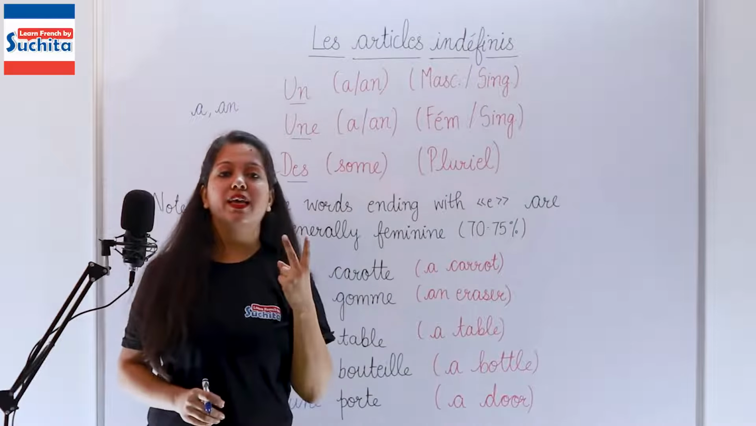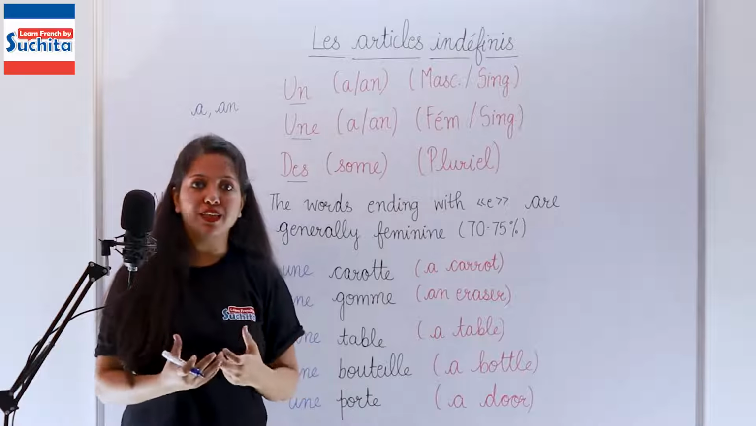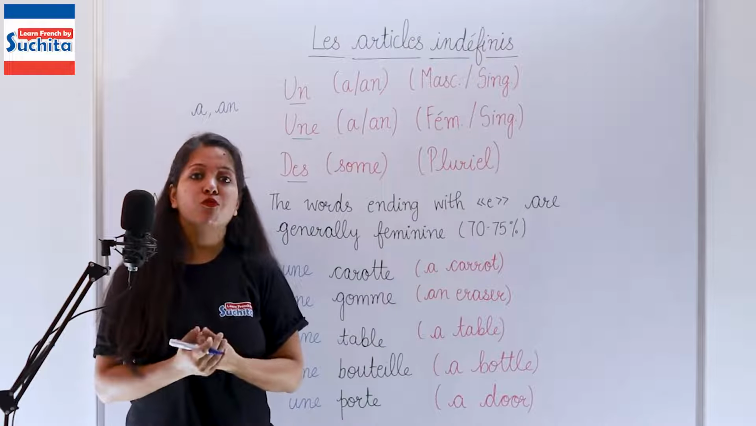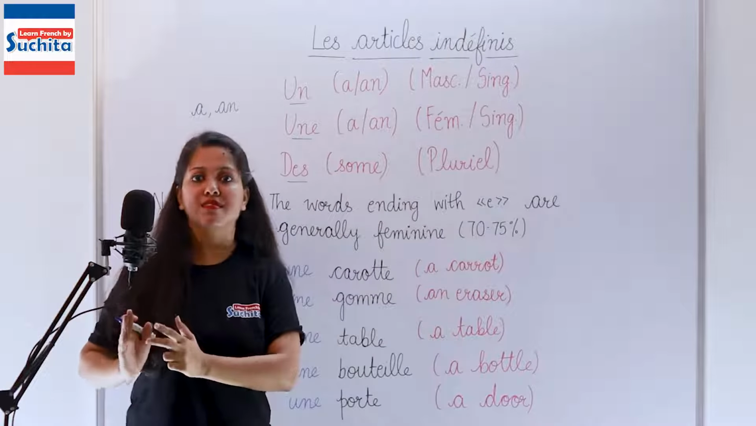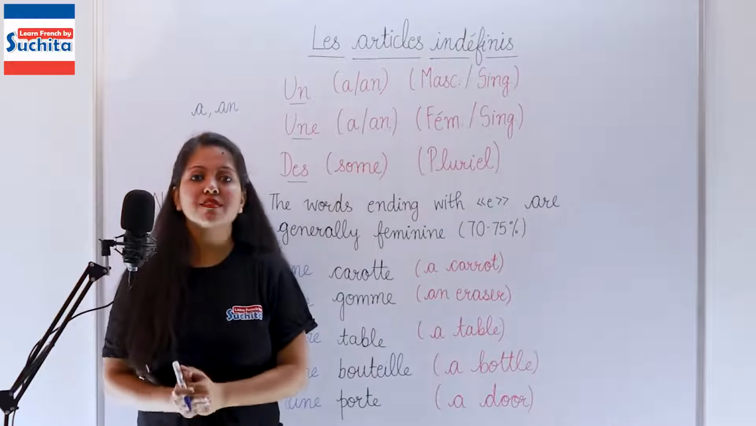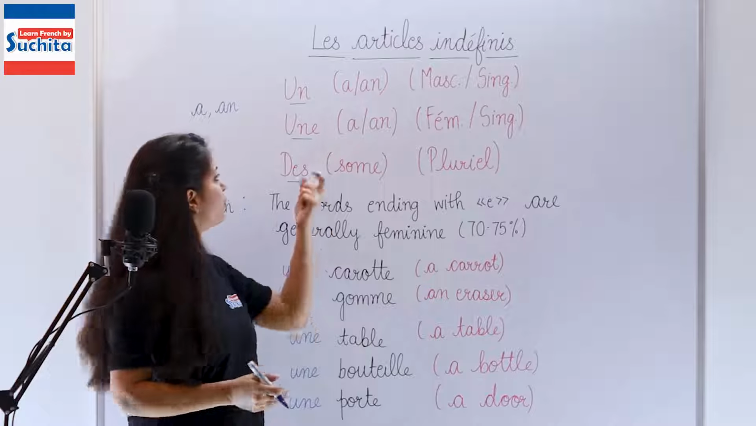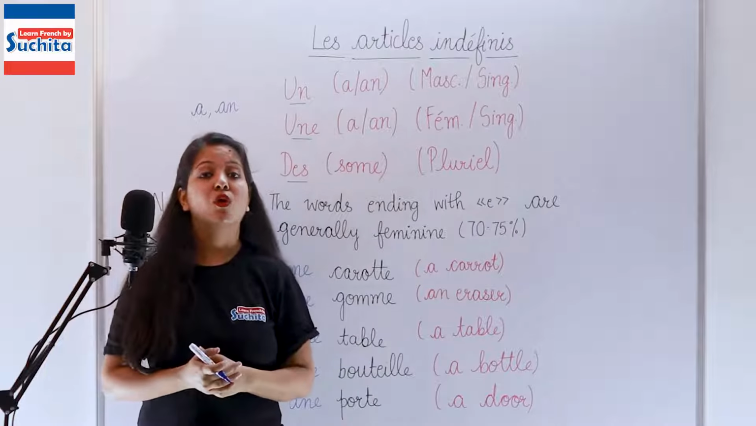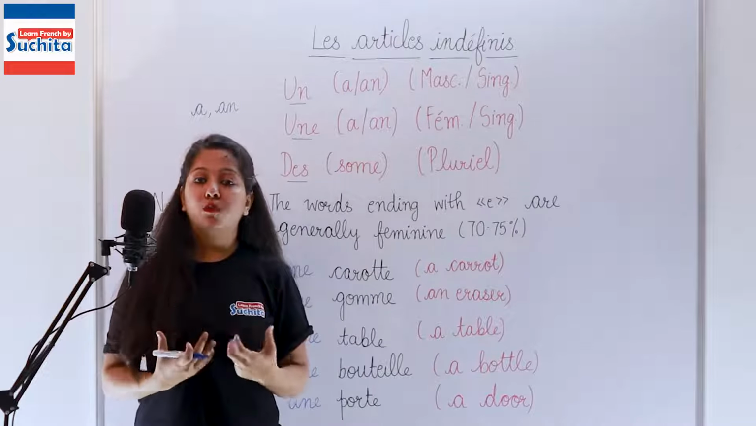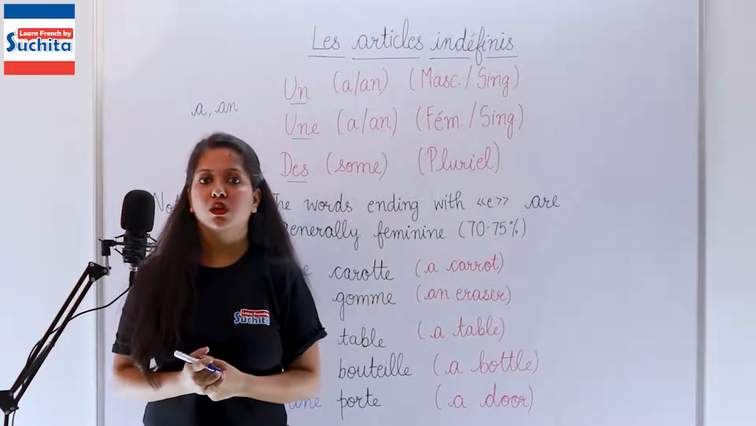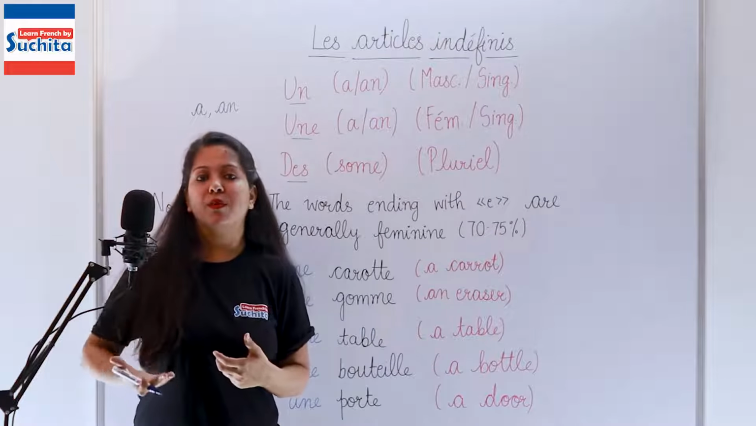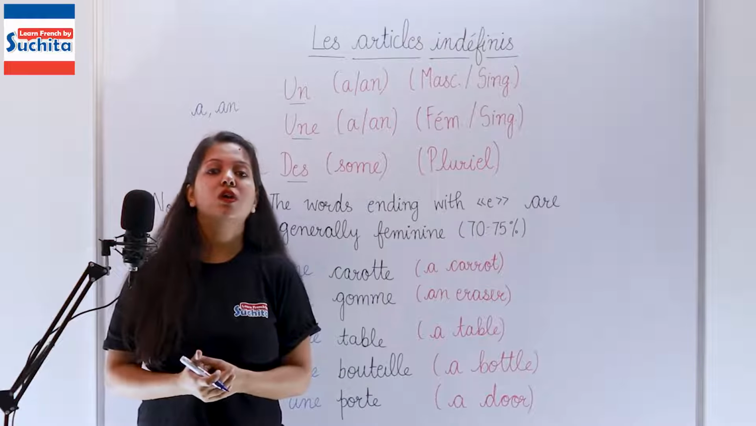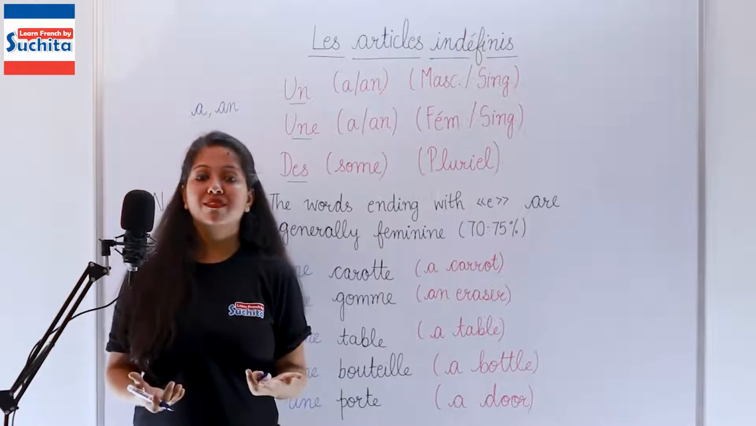Cool. Now, second thing, if the object that you're talking about is feminine and singular, in that case you use une. Now, if the object that you're talking about is plural, like for example books, pens, I'm quoting examples in English, not in French right now.